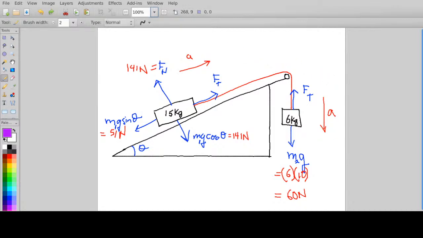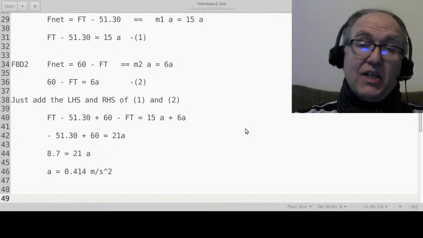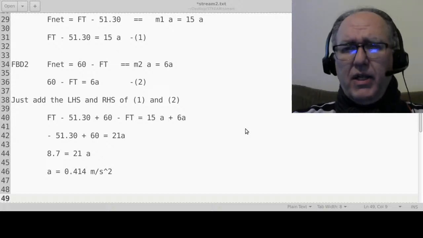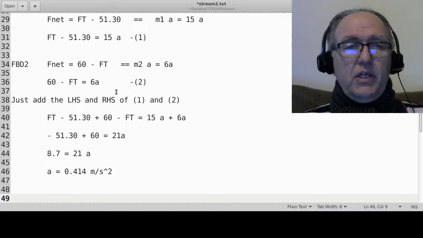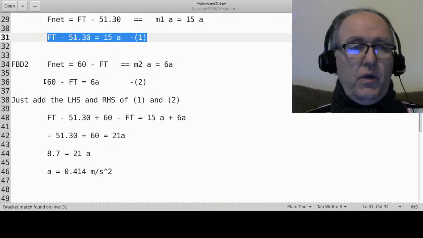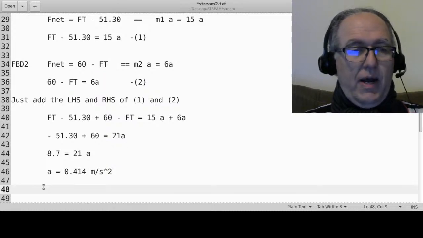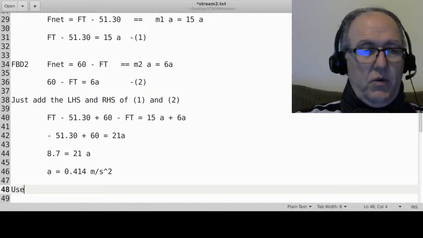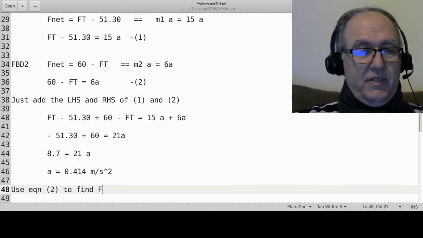So now what? I didn't ask in the question, but since we're doing this together, now you can actually calculate what Ft is. Part of the question I could have asked is, what's Ft equal to? At this point you could use either equation 1 or 2. It doesn't matter which one, because they're both just as much work to find Ft. We'll use 2, why not, to find Ft.